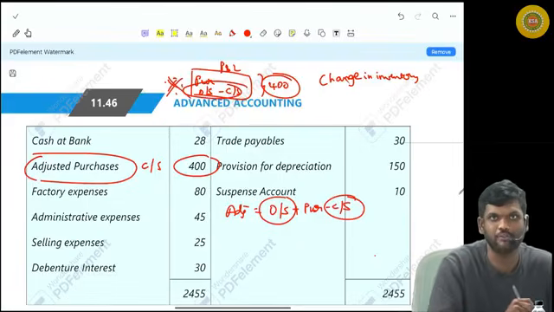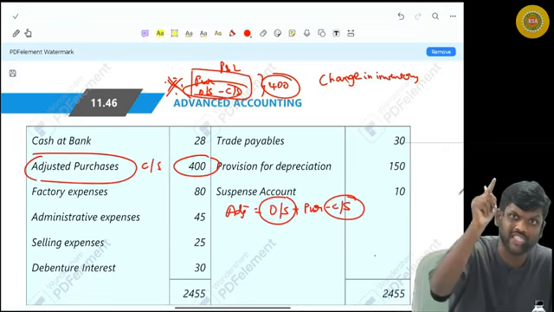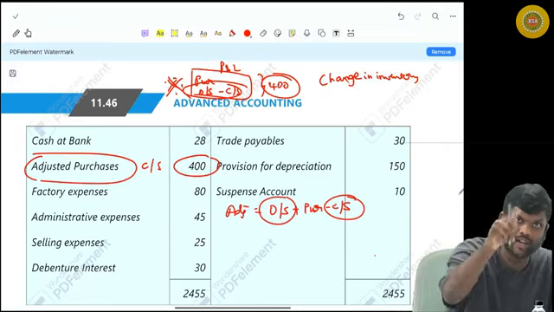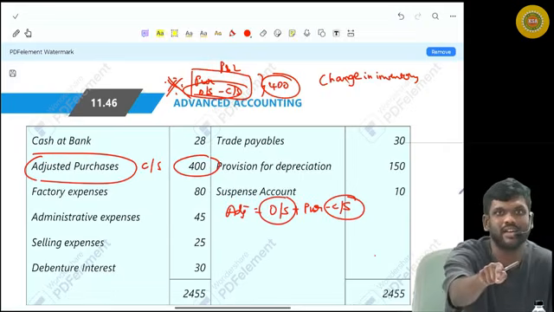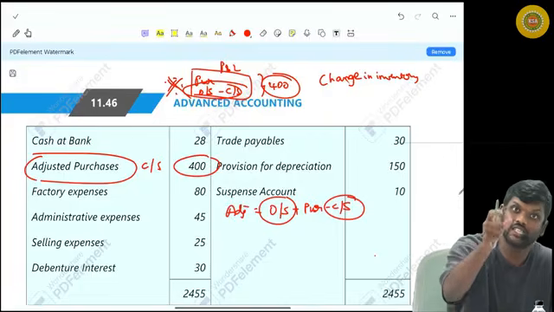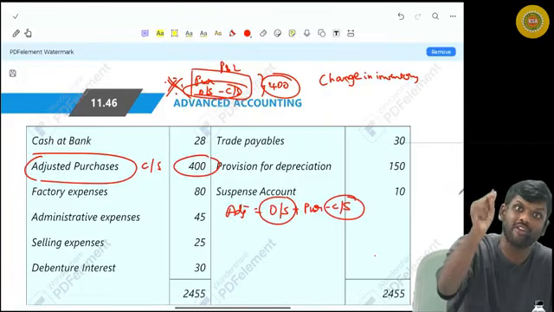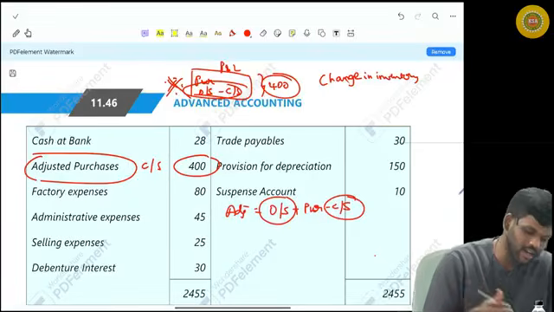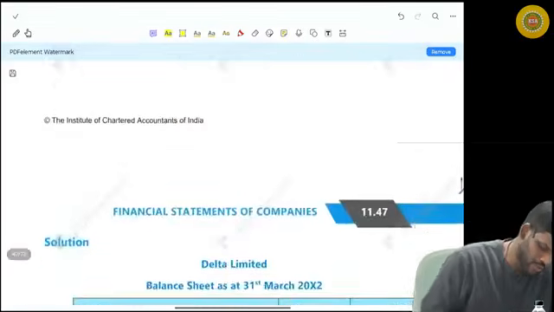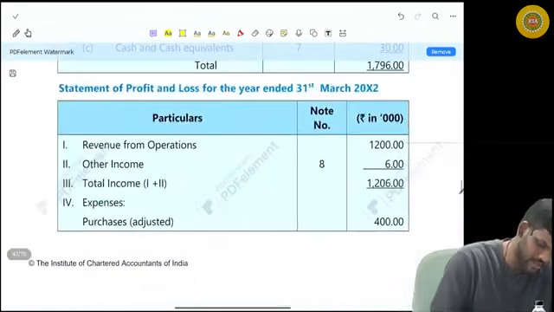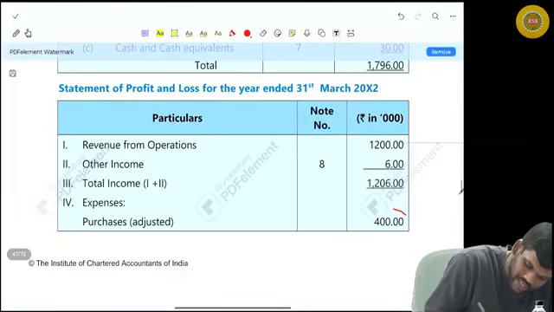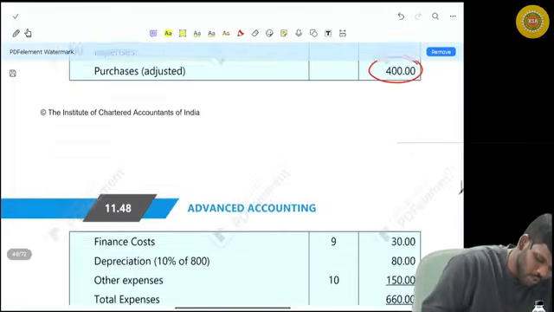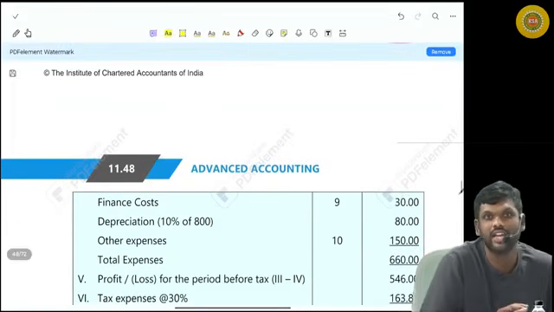Remember this point carefully. Whenever already adjusted purchase is there inside the trial balance, closing stock will already be inside the trial balance. Inside that adjusted purchases, already they have done opening stock minus closing stock. So now directly in P&L, you will only show this adjusted purchase. You won't show changes in inventory.